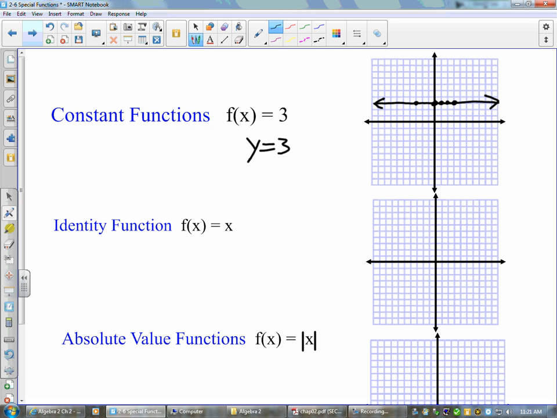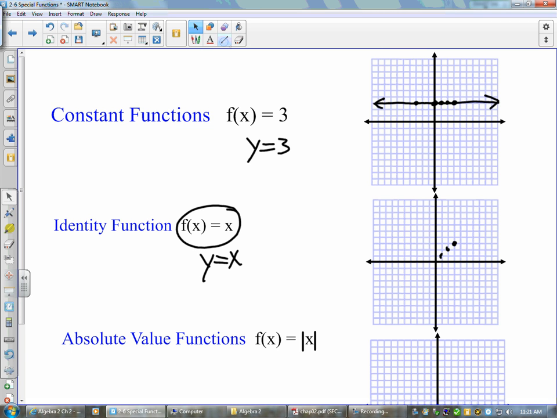An identity function is exactly this. There are no numbers in front of x. It's just y will equal whatever x is. So if x is 1, y is 1. If x is 2, y is 2. If x is 3, y is 3, and so on and so forth. And the identity function looks very specific, as this diagonal line through here.